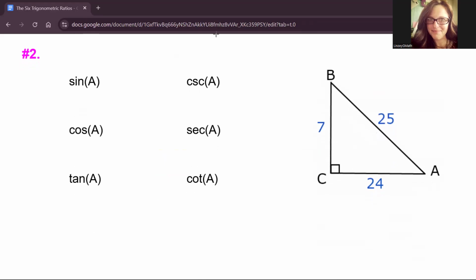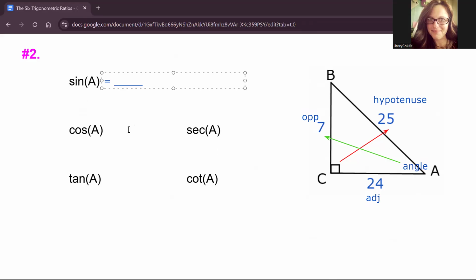Taking a look at our right triangle, the opposite side of the right angle is the hypotenuse. And it looks like we're finding sine, cosine, tangent of angle A. So this will be our angle. That means the opposite side of angle A is 7, and 24 is the adjacent side.